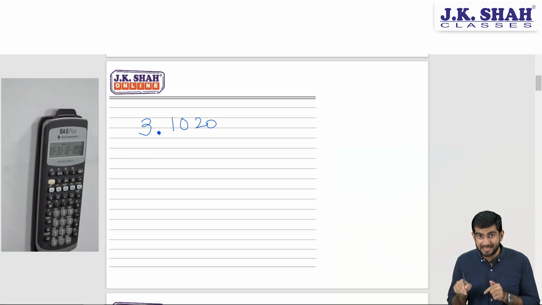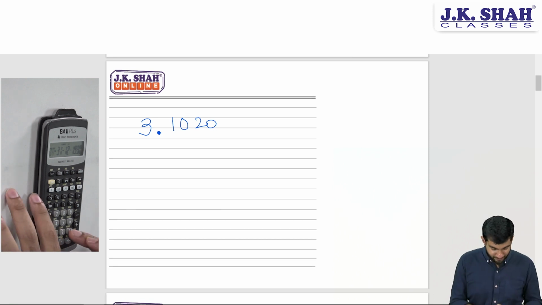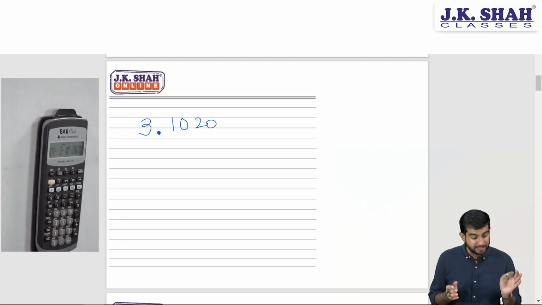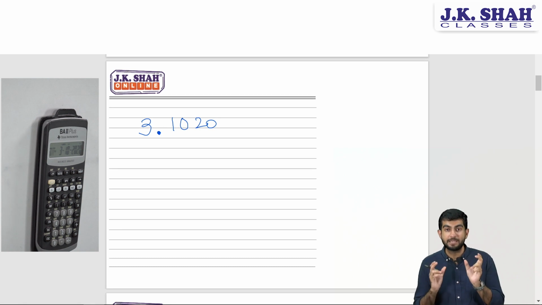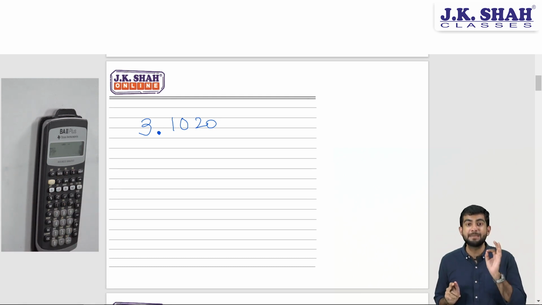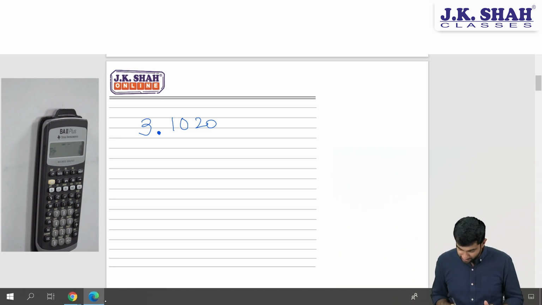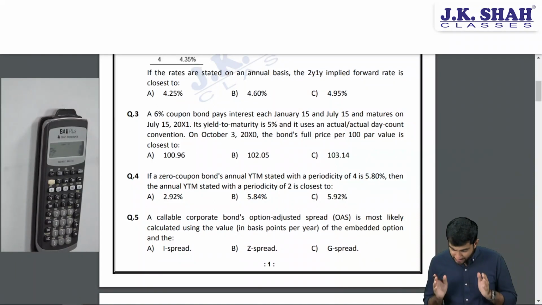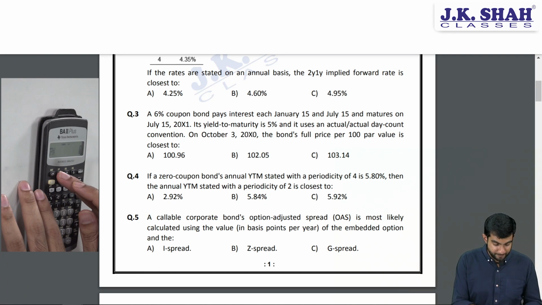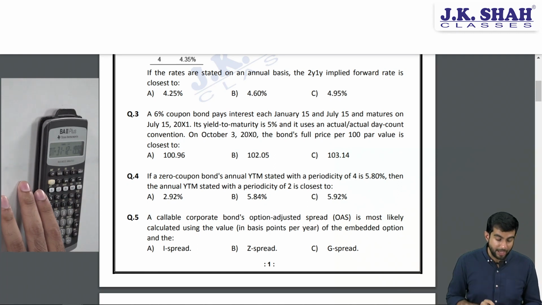Now press these exact same keys. After that, press the enter button. 3.1020, enter. Now it must be appearing 3rd October 2020 properly on your calculator. Press the down arrow. CPN. CPN means the coupon. Let us see in the question what was the coupon. It is 6%. So I input 6, enter, down arrow.